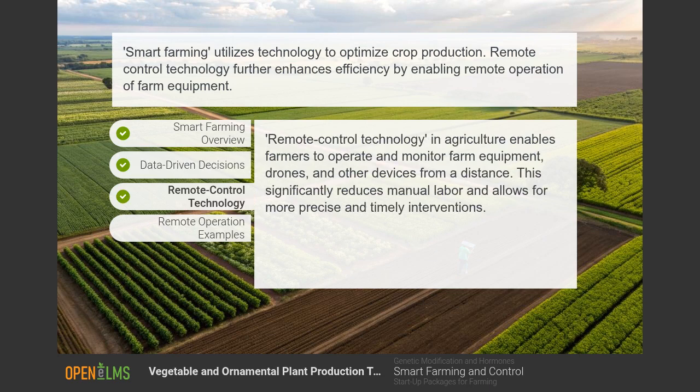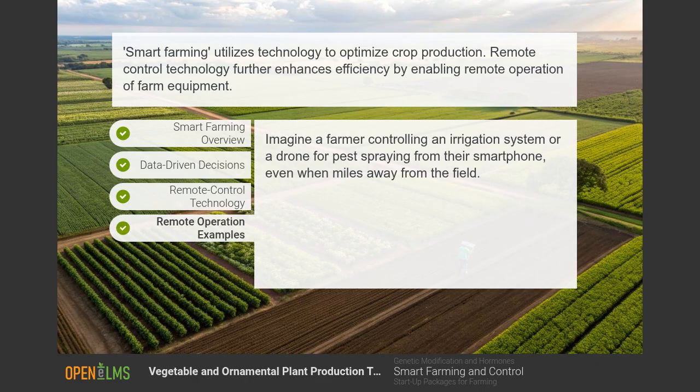Remote control technology in agriculture enables farmers to operate and monitor farm equipment, drones, and other devices from a distance. This significantly reduces manual labor and allows for more precise and timely interventions. Imagine a farmer controlling an irrigation system or a drone for pest spraying from their smartphone, even when miles away from the field.